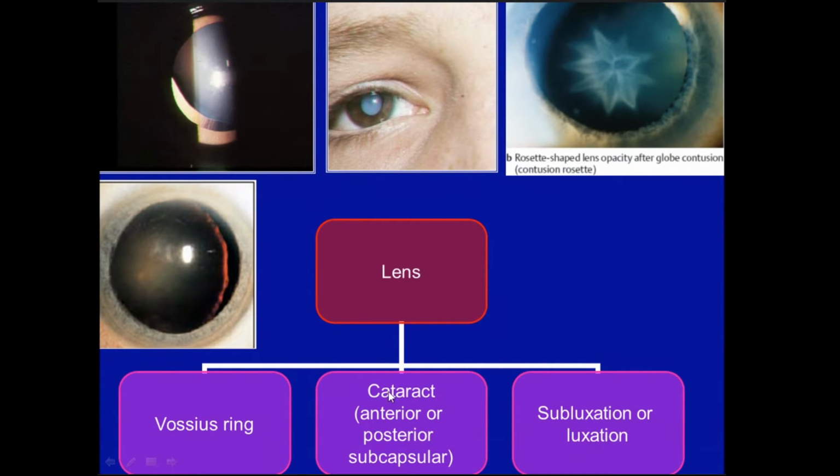We can see cataract. What is cataract? Any opacity of the lens. And we can see subluxation or luxation of the lens, so we can see the changes in the lens position. Lens can move forward or in a vitreous body.